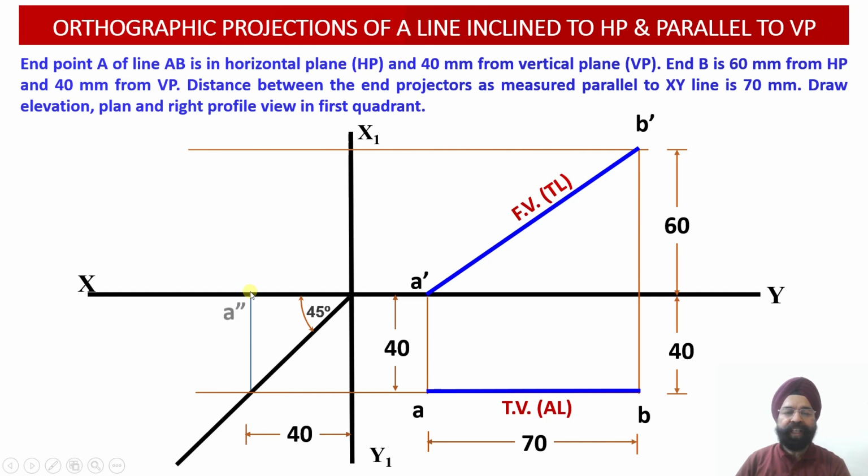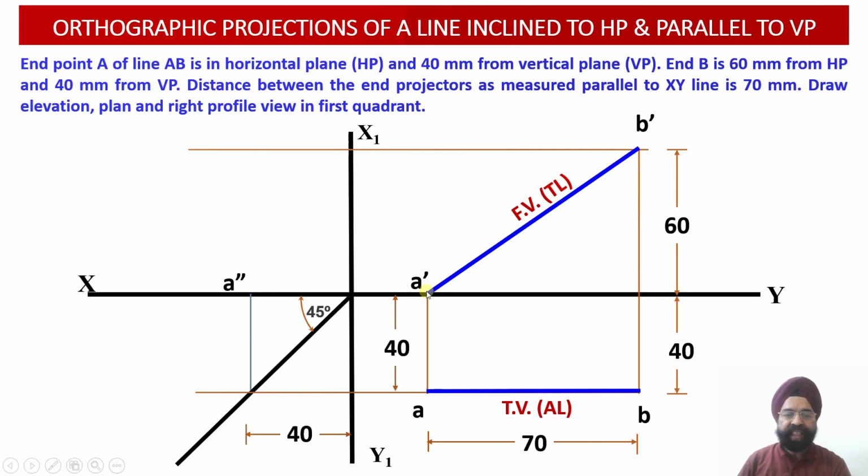So this point of intersection will provide us with the location of point A double dash in the profile plane projection. Here we can check the location of point A double dash in the profile plane. It is lying on the horizontal plane and it is lying at a distance of 40 millimeter in front of the vertical plane. So this way, A double dash point has been located.